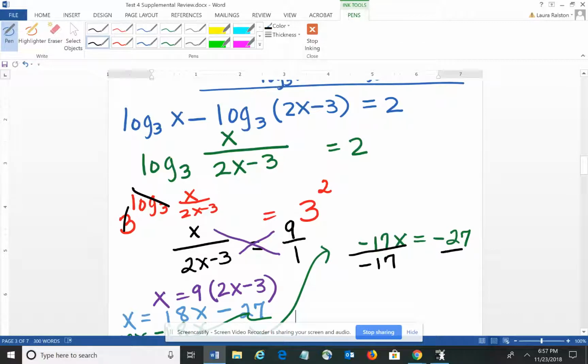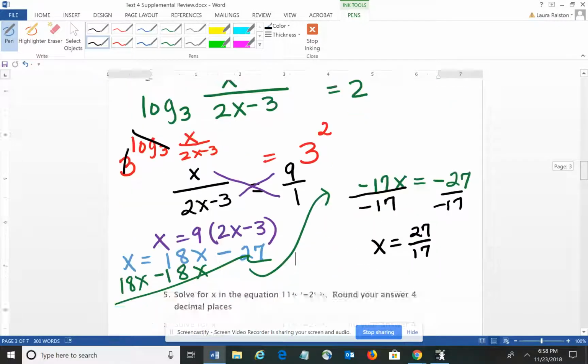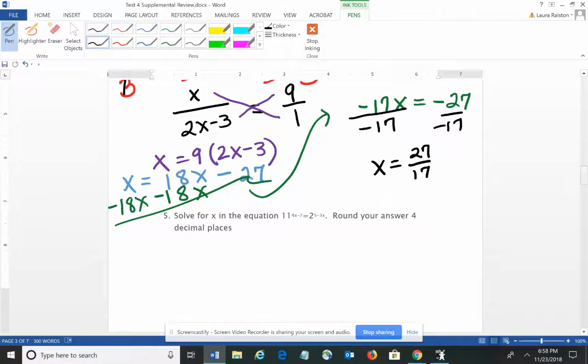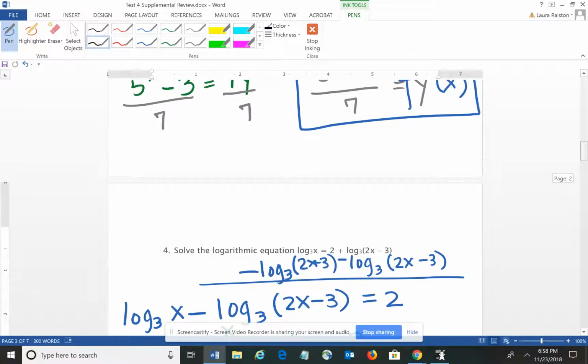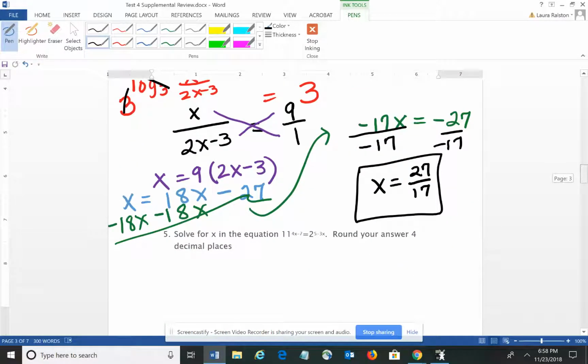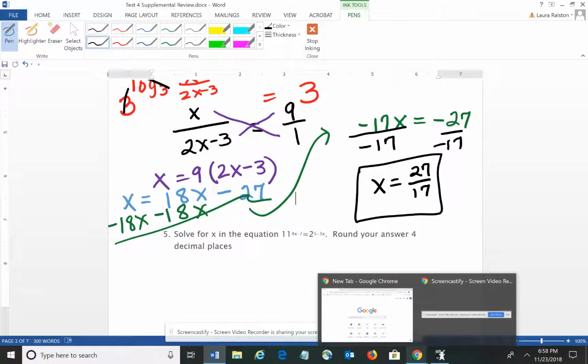So x equals 27 over 17, and it turns out to be positive because a negative divided by a negative is a positive. And so there would be your answer to that particular problem. And I don't think they ask you to round it, nope, they just ask you to solve it. So 27 over 17. We'll pick up this review in the next video.